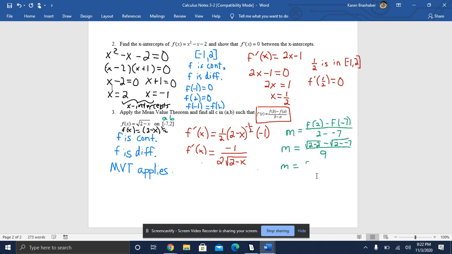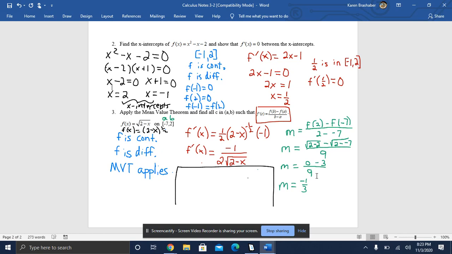Square root of 0 is 0, minus the square root of 9. That would be 3. And then over 9. And so my m is negative 3/9, which reduces to negative 1/3. Okay, so now that I have found those two pieces, according to the mean value theorem, then there must be an x where those two pieces equal each other.